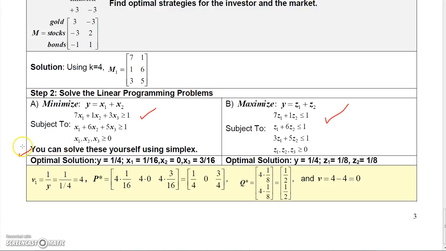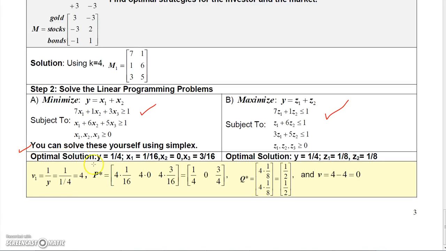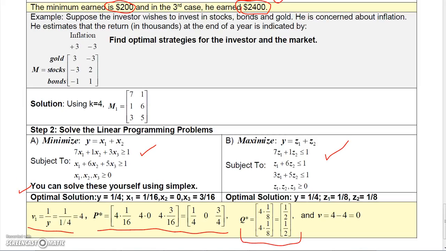I figured you could go through that and solve it by the dual method, but here's the solutions that I got for both. And then I just went to those formulas that are earlier in the page to find the different values for P, Q, V1, and V. So that, again, you can freeze the video and then work through this problem if you want to as practice. And again, this can be extended to more than just a 2x3 game, but that's as far as we're going to go in here.